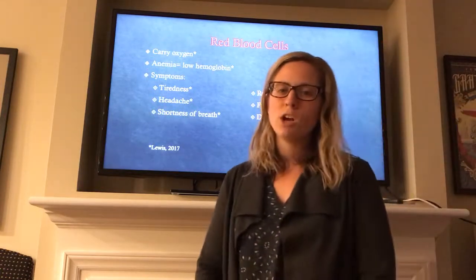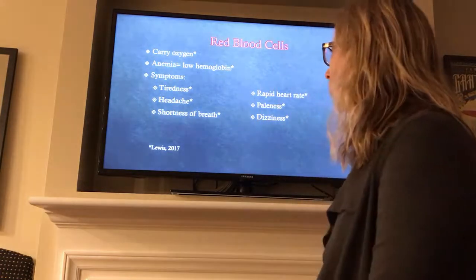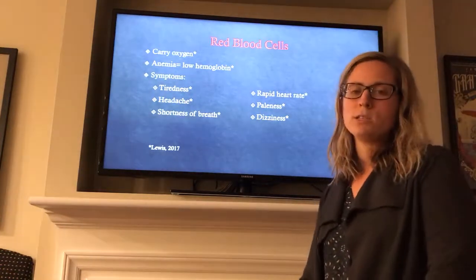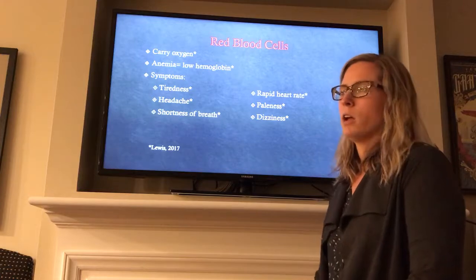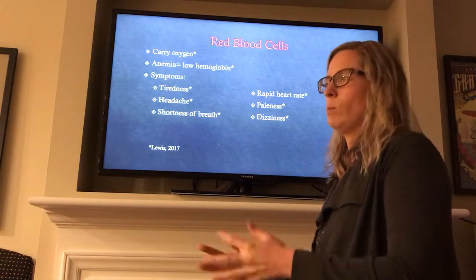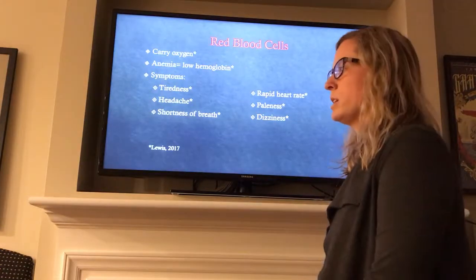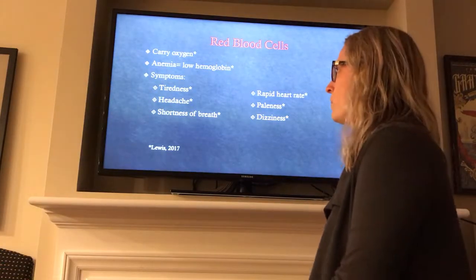The first type of cell we're going to talk about are red blood cells. Red blood cells carry oxygen. We typically will look at the hemoglobin to determine if they're anemic or not. Low hemoglobin is anemia. So it's an indicator of red blood cells and how well they're functioning and carrying oxygen.